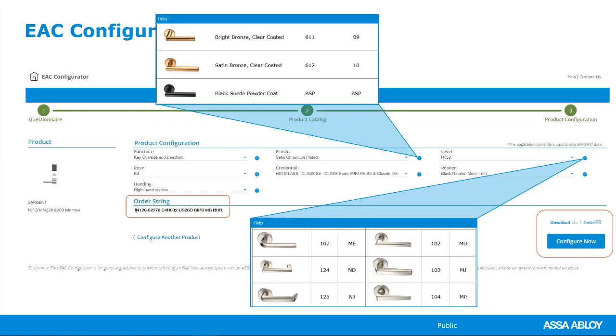And once you go through, if you choose to, you can download this. And if you reach out to a local representative from ASSA ABLOY, you could hand them this and say, hey, this is what we're kind of thinking. Or you could even email it to your architect you're already working with.